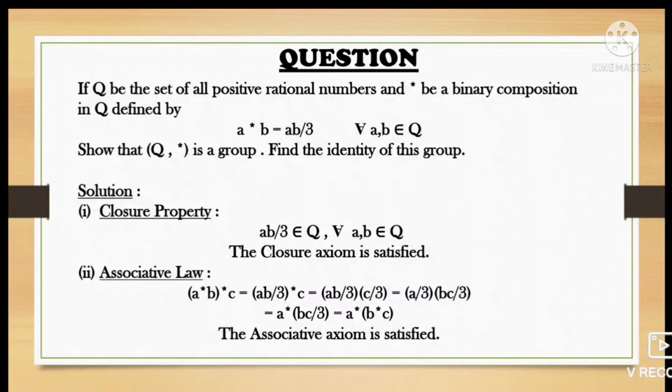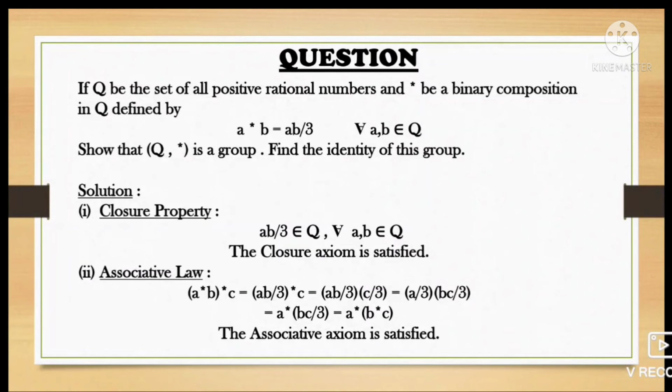So in the solution, first we will satisfy the closure property. Through the equation we can see AB by 3 will also belong to Q because Q is the set of all positive rational numbers. So the closure property is satisfied.